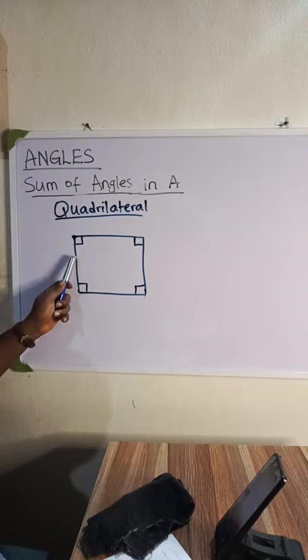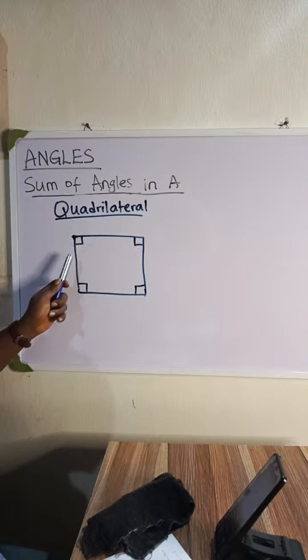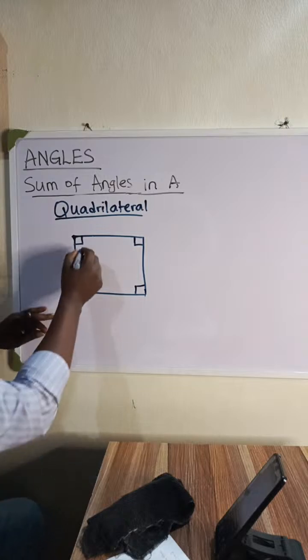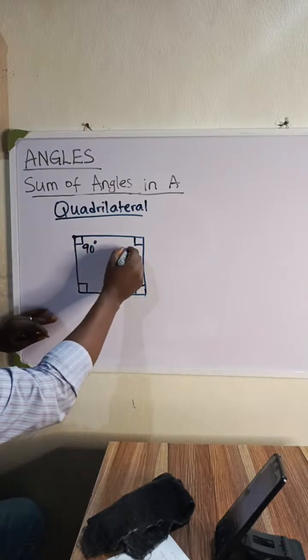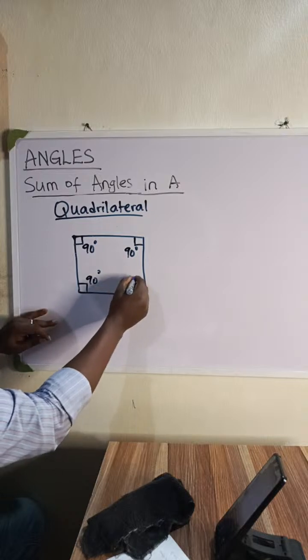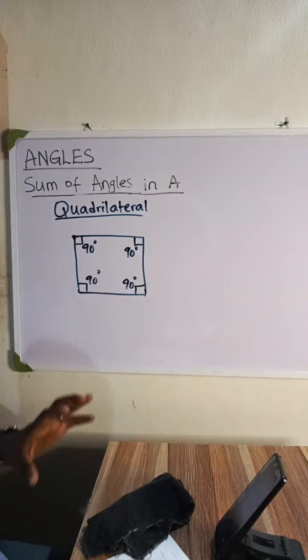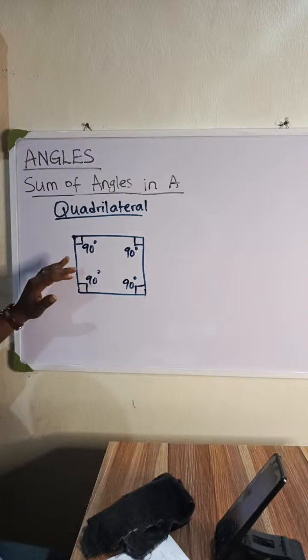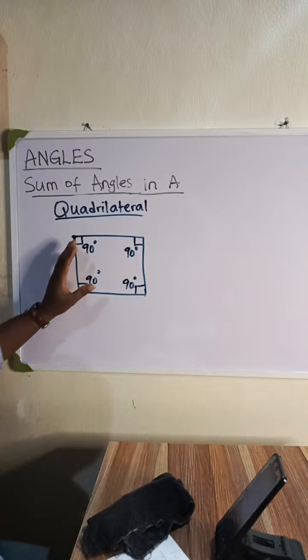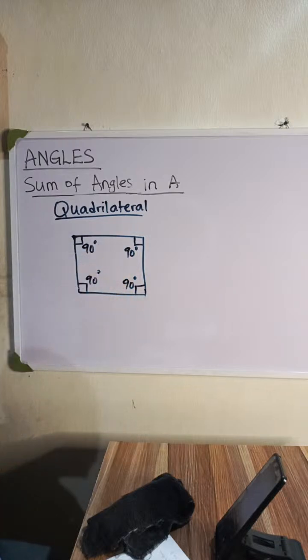This is a vertical line, this is a horizontal line, 90 degrees. Daniel has another mark. So each of these angles is 90 degrees. Good. So each of the angles of this square, which is an example of a quadrilateral, is 90 degrees. So the sum of these four angles is going to give us what?